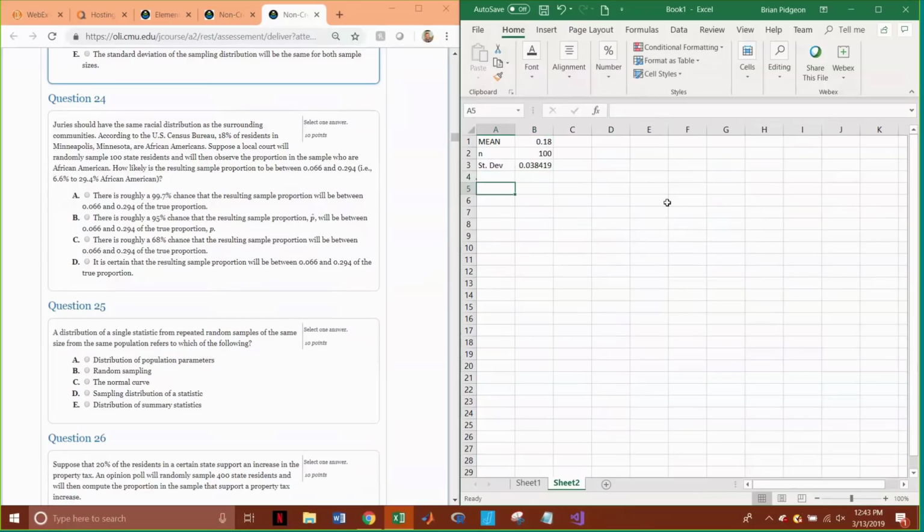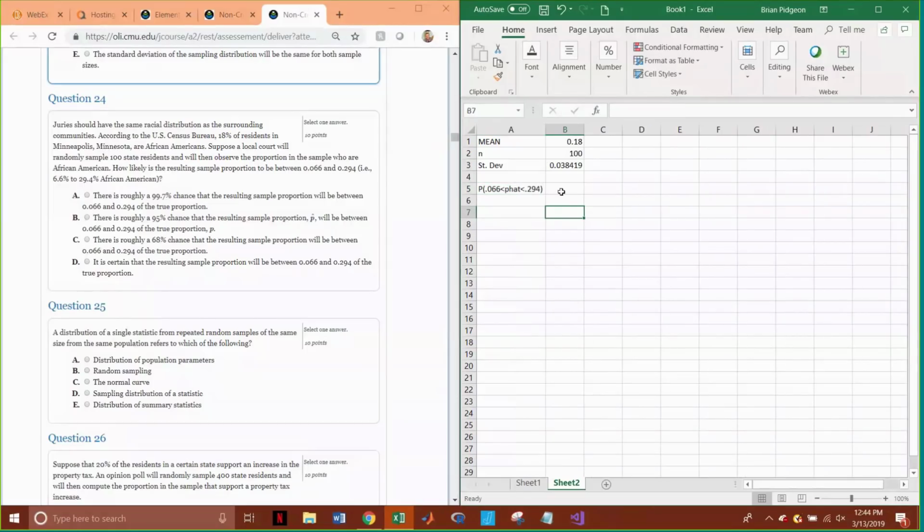Now, there are two ways to do this question at this point. I prefer to do it the way I'm going to do it in this video because it's easier for the kids to do. So we're going to find the probability that our sample proportion is between 0.066 and 0.294. We're going to look at this probability, and it behaves the same.